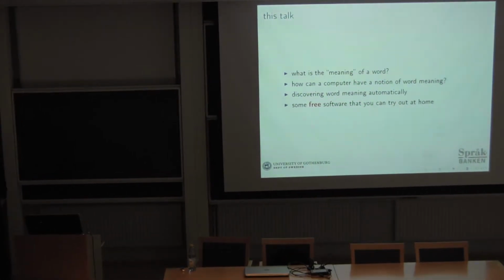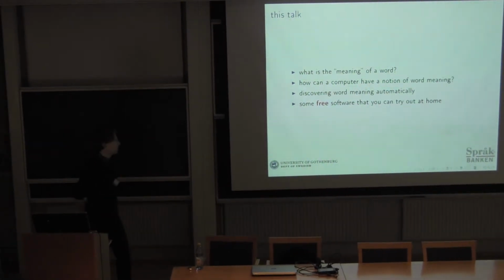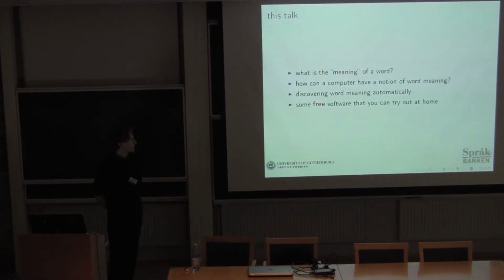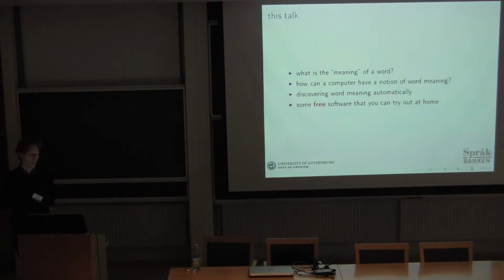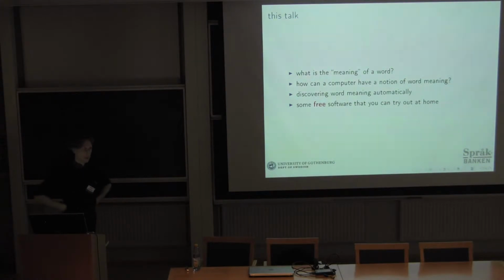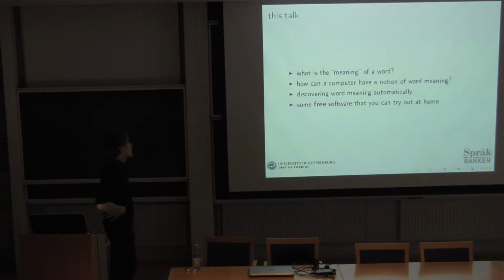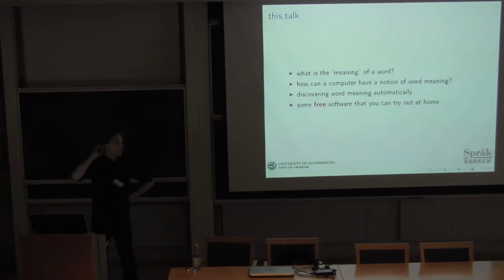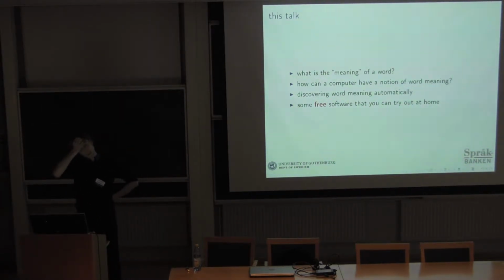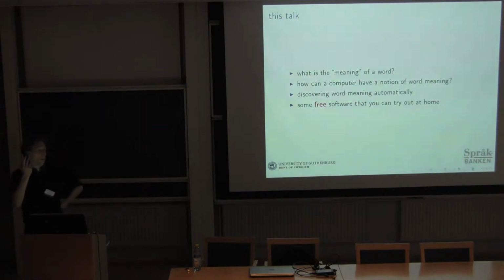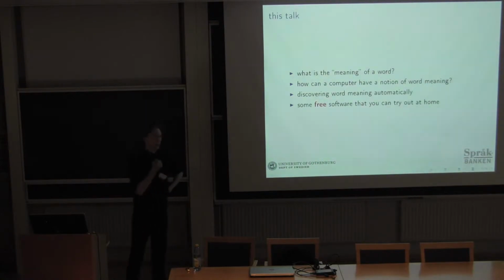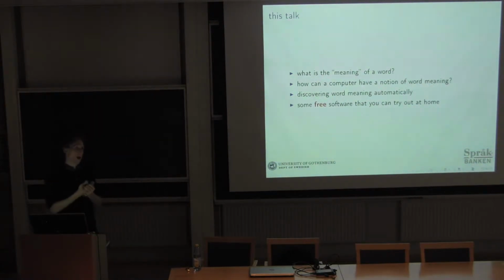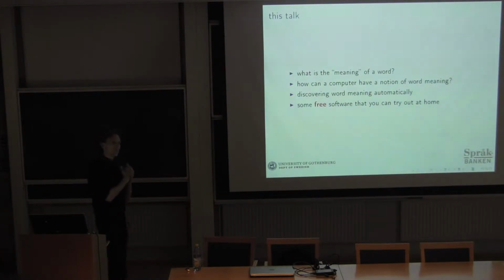I'll start by reflecting on what we actually mean when we say that a word has some sort of meaning. And since I'm concerned with building computer software that tries to understand the meaning of text, we need to think of how a computer can have a notion of word meaning. Then we will move on to the main point of this talk, which is how we can discover the meaning of a word automatically. For instance, how can a computer learn what the meaning of the word pizza is.